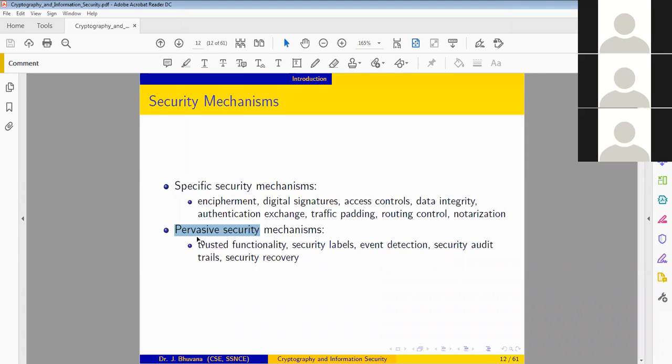And there are pervasive security mechanisms. If your system has a pervasive security mechanism, it provides security to every other unit of data in the system. So those are all the pervasive security mechanisms.